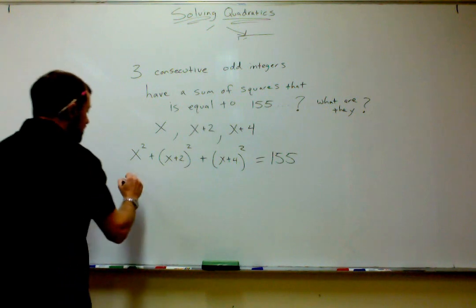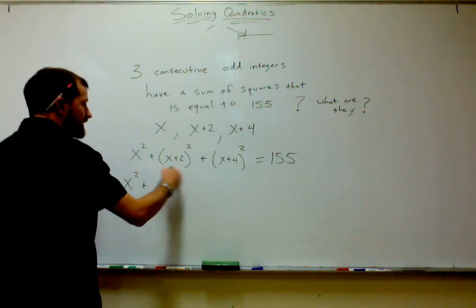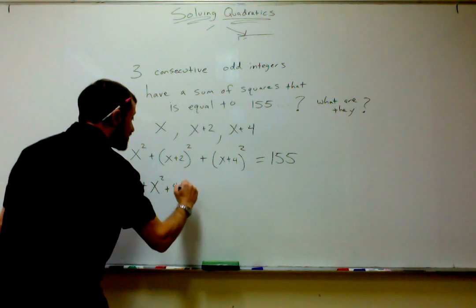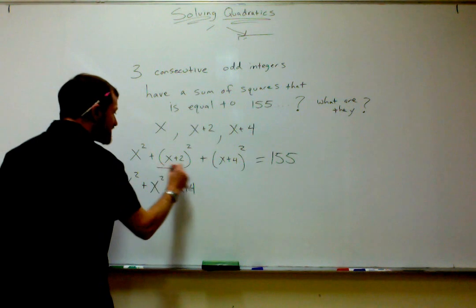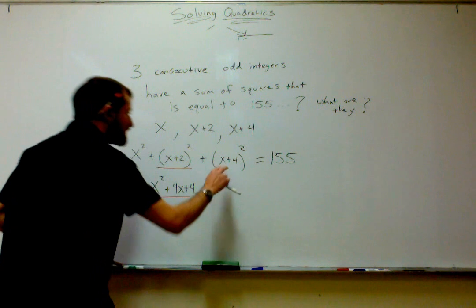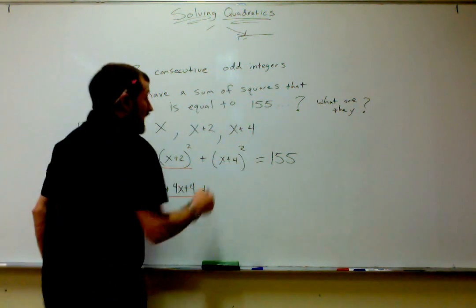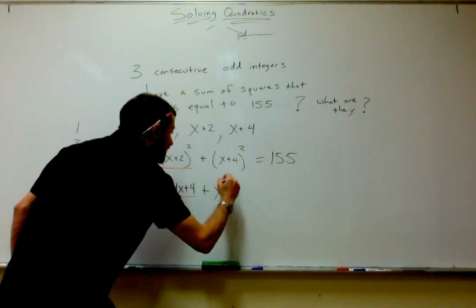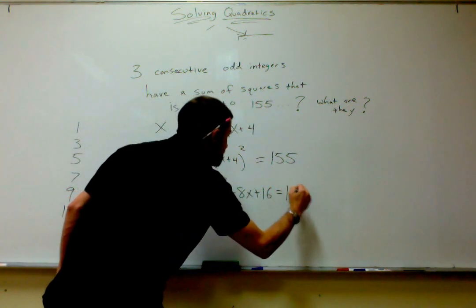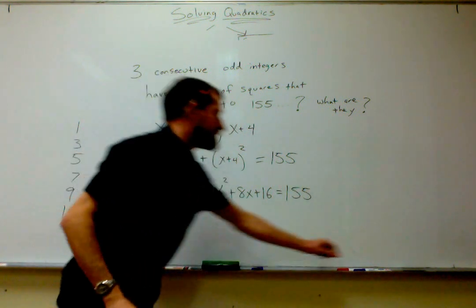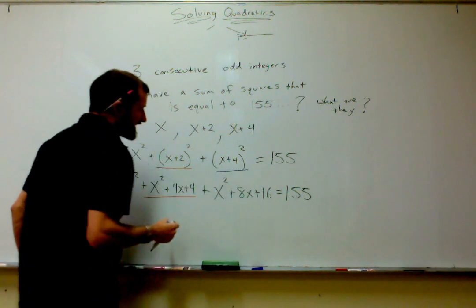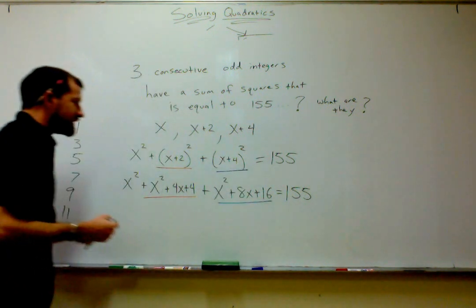Okay? So x squared plus, if I multiply this out, I get x squared plus 4x plus 4. That's this binomial expanded right here. Plus, if I expand this, we get x squared plus 8x plus 16, and this is all equal to 155. Once again, if you use the box method or the FOIL method to expand this, you get this right here.